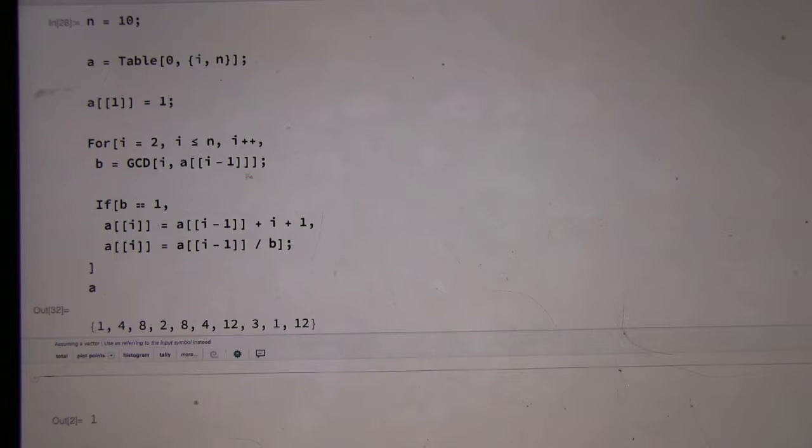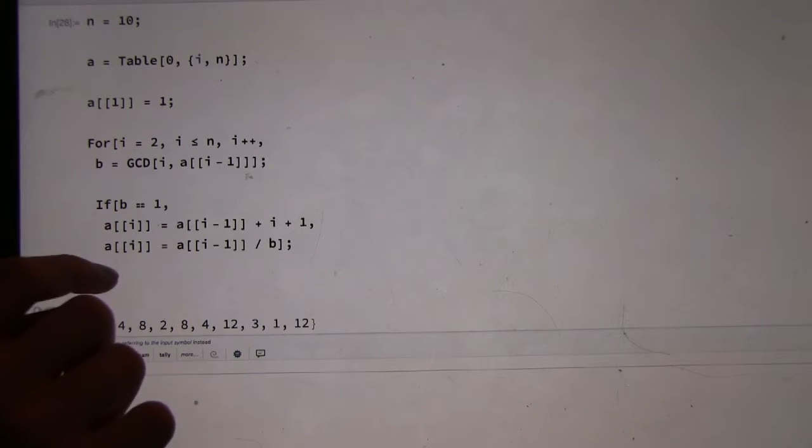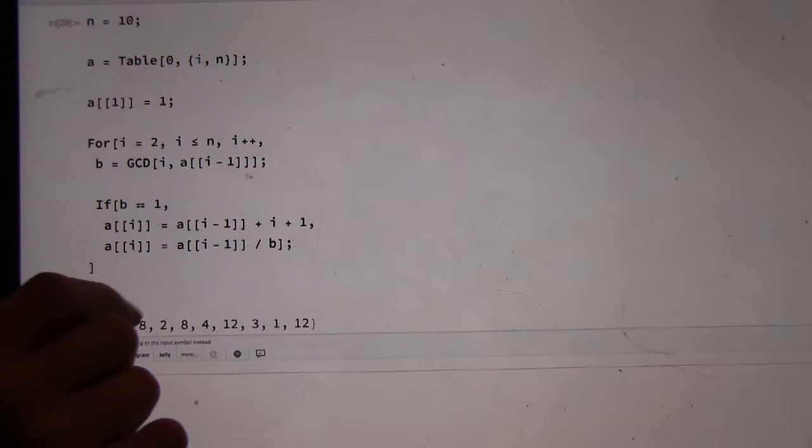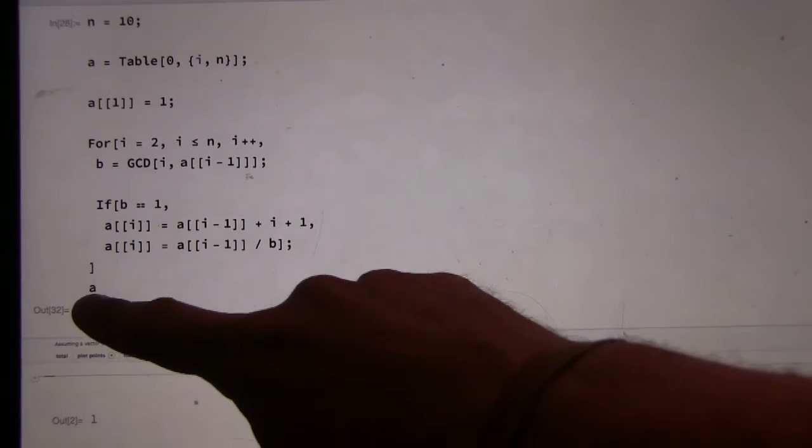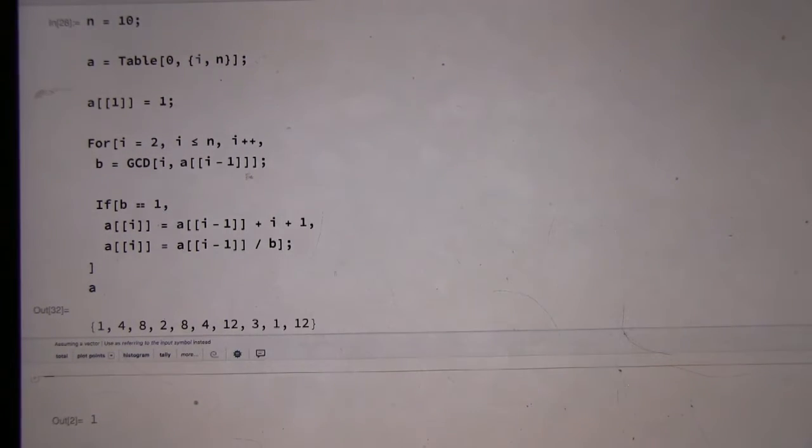Yep. And if it's not 1, then we do the other sequence. So a of i equals a of i minus 1 divided by the greatest common divisor. Very good. And what does this mean here right at the end when I just put a and then nothing else? What does the program do at that point? So it's just displaying a. Yeah, it just displays a.